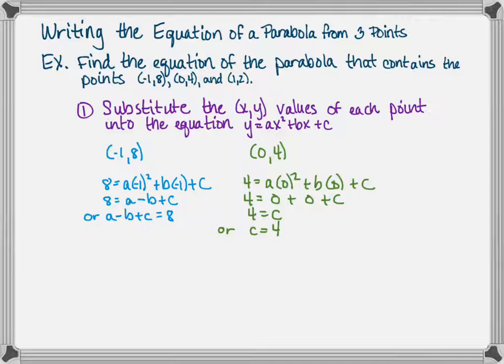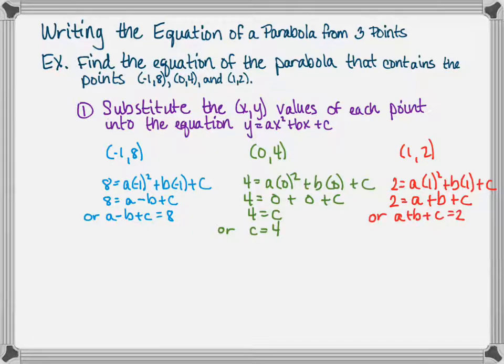Let's substitute in our third point, (1, 2). So our y value is 2, our x value is 1. So 2 equals a times 1 squared plus b times 1 plus c, which simplifies to 2 equals a plus b plus c, or switching it around so that the variables are on the left, we get a plus b plus c equals 2.